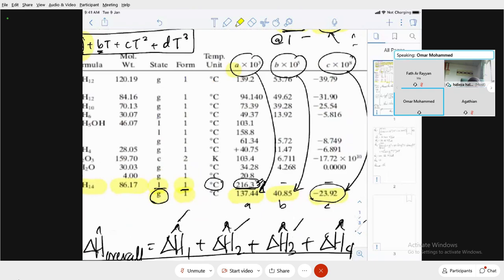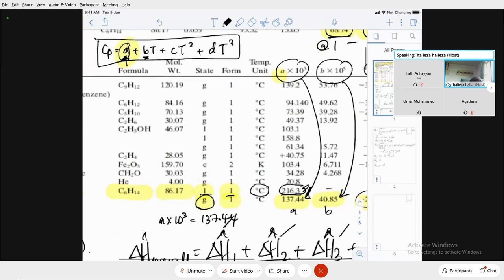Yes, because A, I need to check. Yeah, it should be A times 10 power of 3. If you look at that over here, it is equal to 137.44. But you only need A because you're going to put A in the polynomial equation. So you don't need this part. You got to bring it over to that side. So therefore, A is equal to 137.44 times 10 to the power negative 3. That's the reason. You want A only.